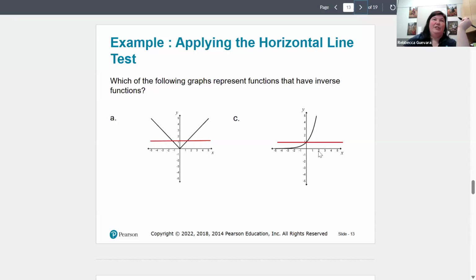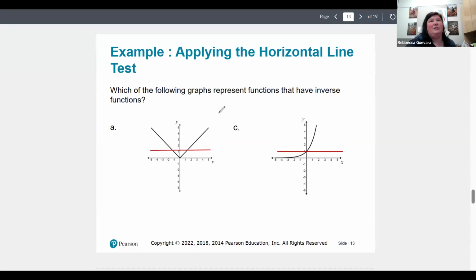So these are both functions here. We have an absolute value function, and then we have an exponential function. We want to know which one of these actually has an inverse function. I don't know why this says C when that should be B. So this is my function here. We see with this function that if x equals -1, then we get y equals 1 as an output. If x equals 1, then we get an output of 1 again.